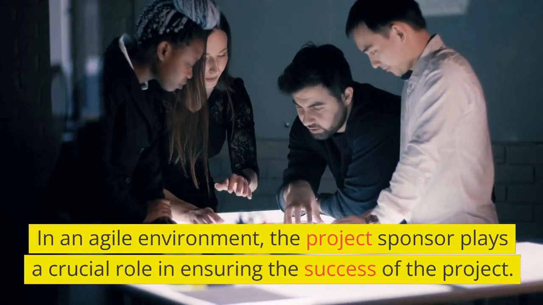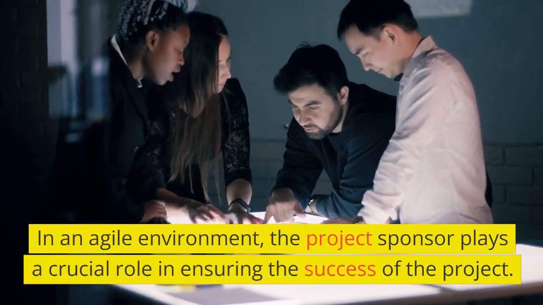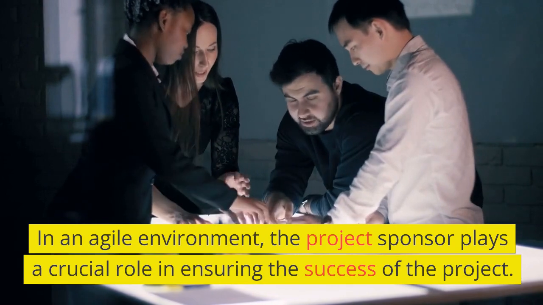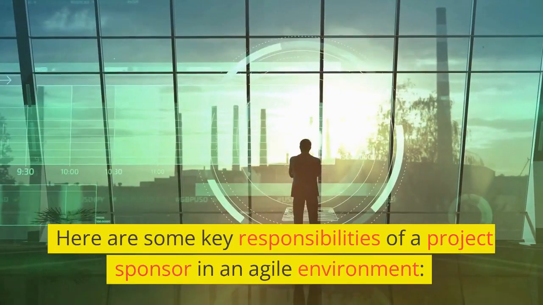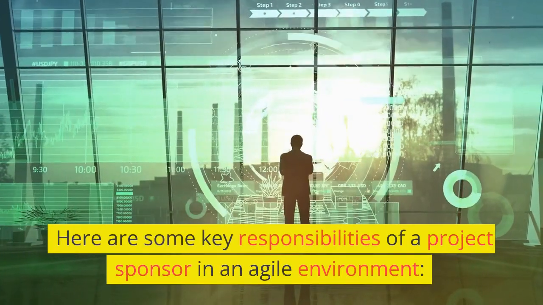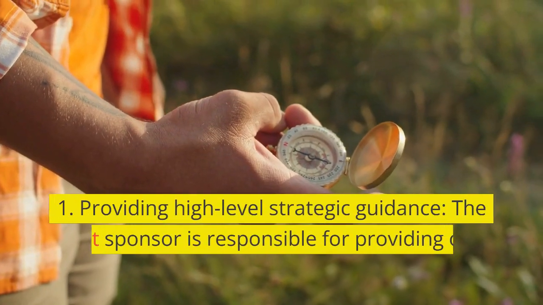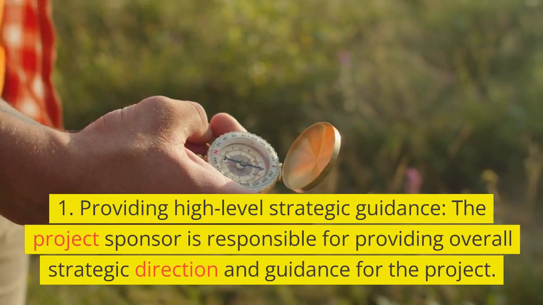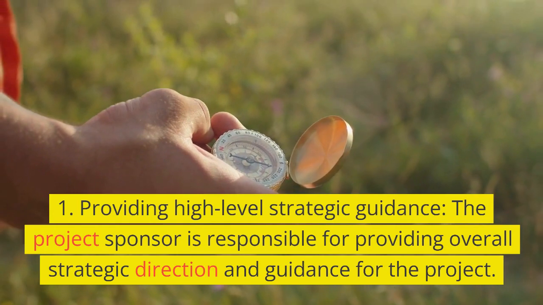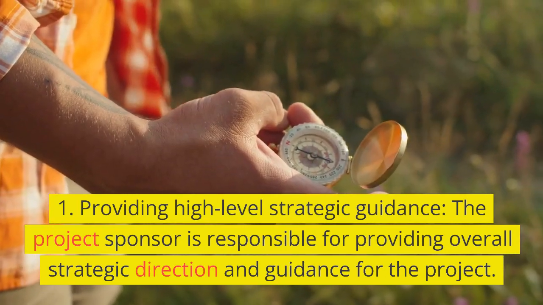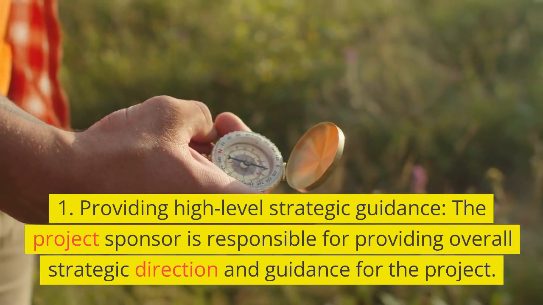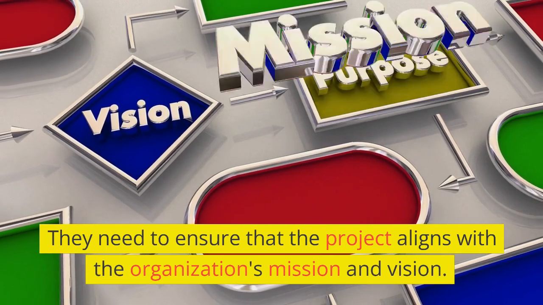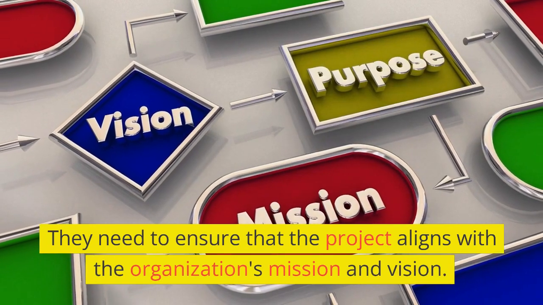In an Agile environment, the project sponsor plays a crucial role in ensuring the success of the project. Here are some key responsibilities of a project sponsor in an Agile environment. 1. Providing high-level strategic guidance. The project sponsor is responsible for providing overall strategic direction and guidance for the project. They need to ensure that the project aligns with the organization's mission and vision.